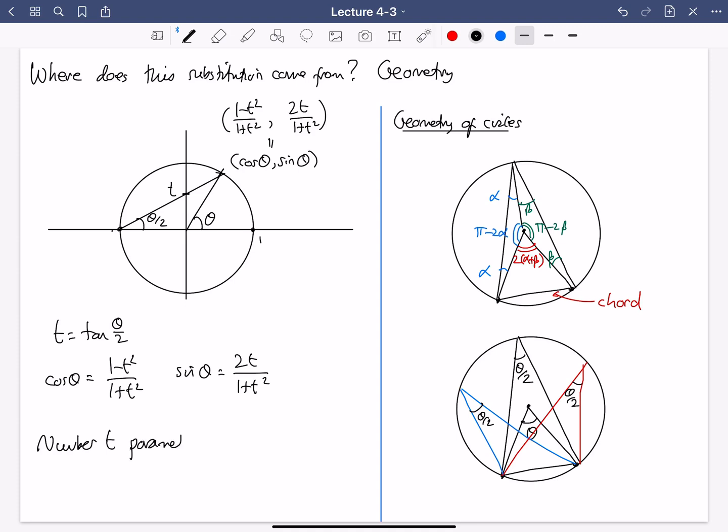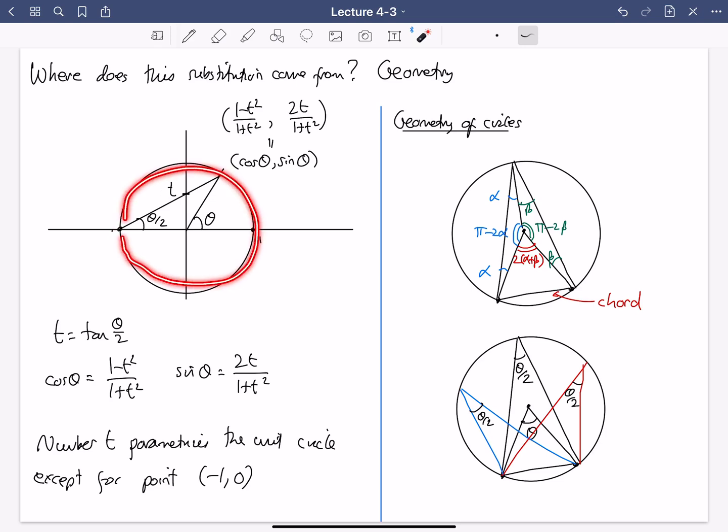And you see that the number t parameterizes the unit circle, except for the point -1, 0. This special point you don't get this way, because you'd kind of need t equals infinity, which doesn't make sense, to get to that special point. But all the other points on the unit circle, except that one, get parameterized by this formula, by that y-axis intercept t.